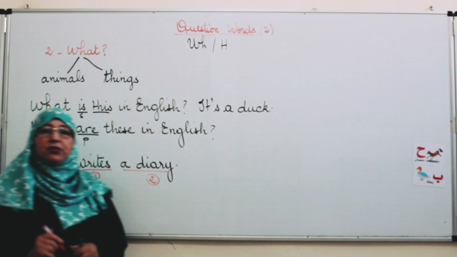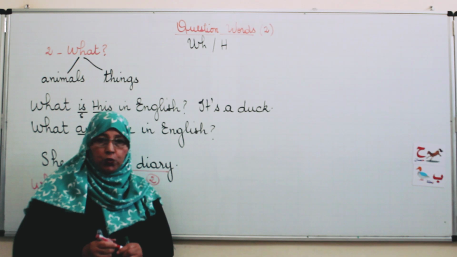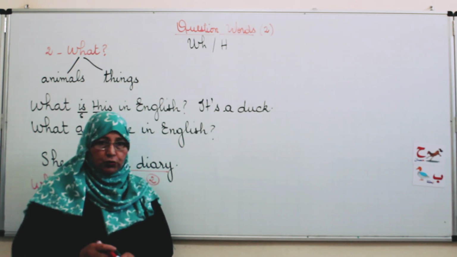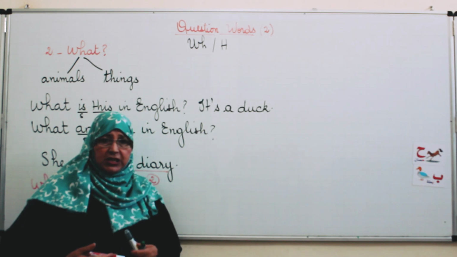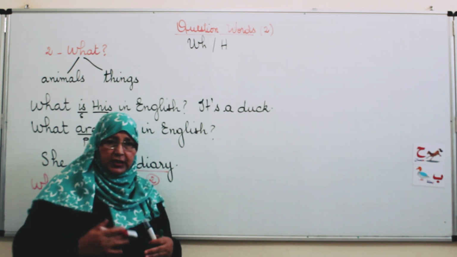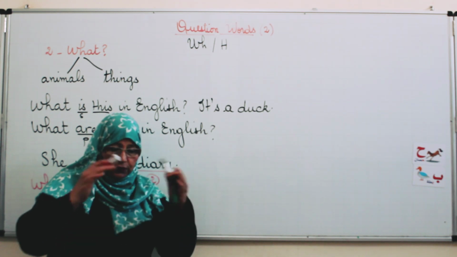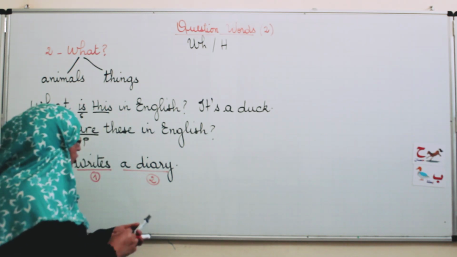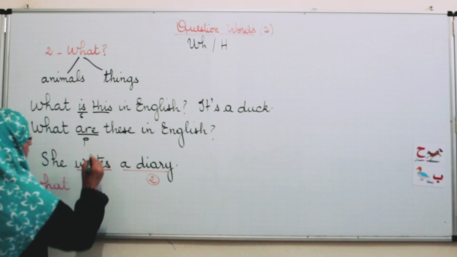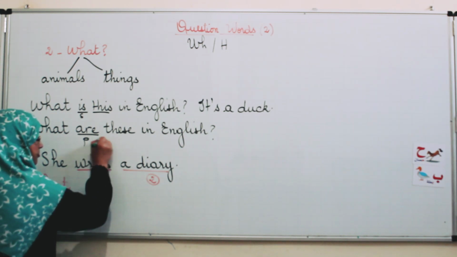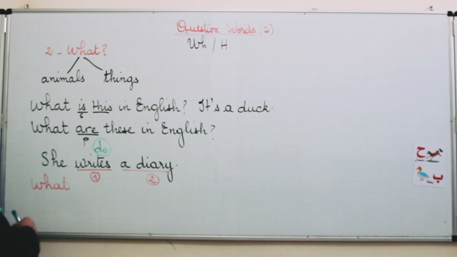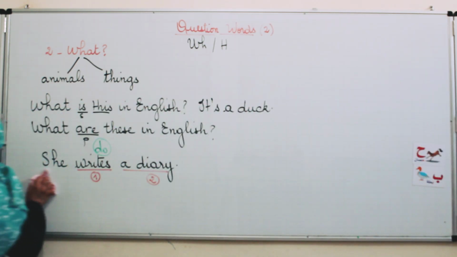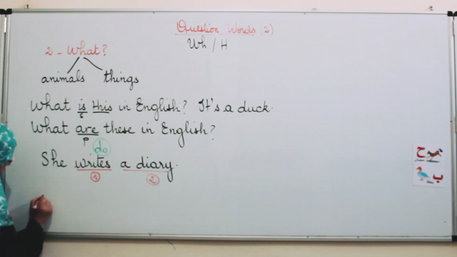What? Here the verb is unknown. It means we don't know. When the activity is unknown, the action is unknown. It means we don't know the verb, the action. We always have a verb which is do. Okay, so we say what. Okay, let's write it again. We say what.